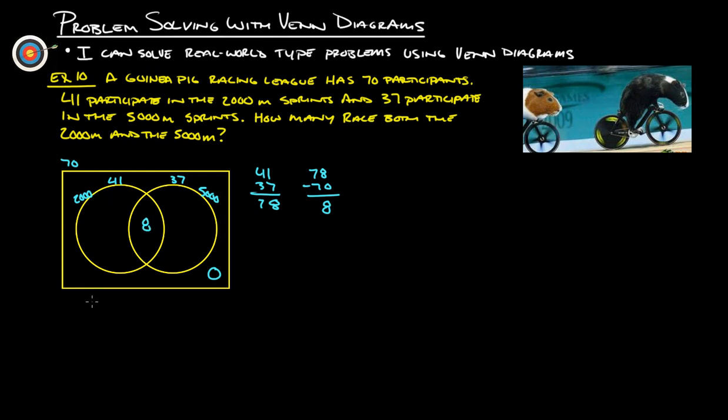So then if we do 41 minus 8, that's going to give us 33 that just do the 2,000, and if we do 37 minus 8, that gives us that there's 29 that do just the 5,000. So then it says how many race in both the 2,000 and the 5,000? That's the 8 right here. The 8 from the middle. All right, let's take a little comedy break, and then we will finish this off.